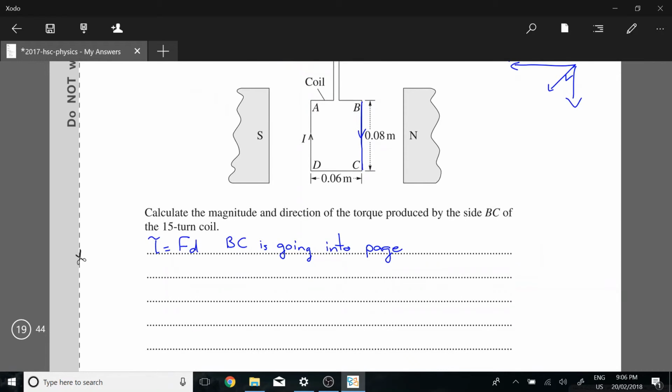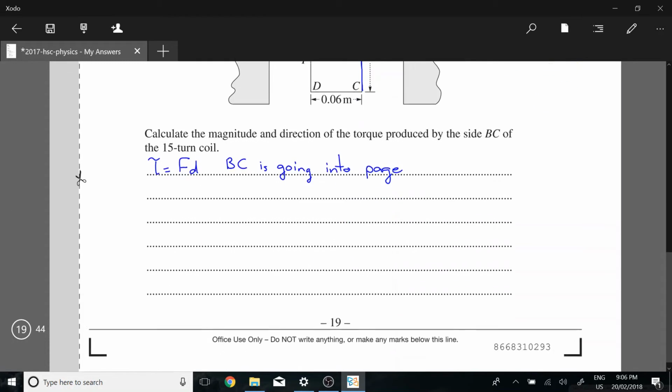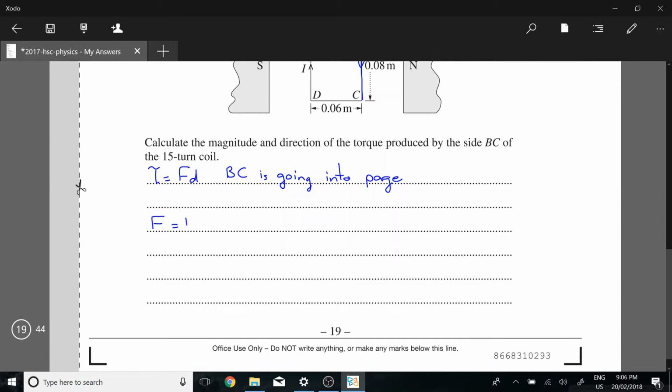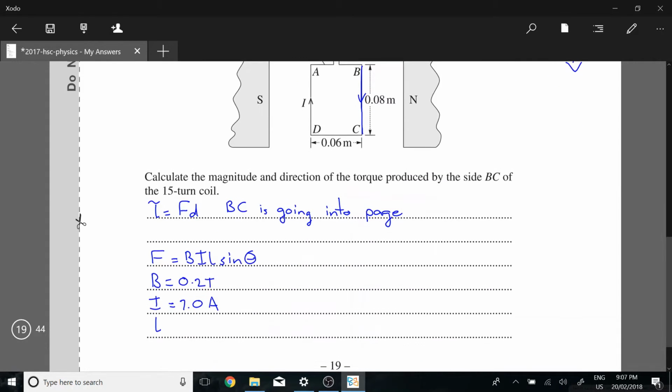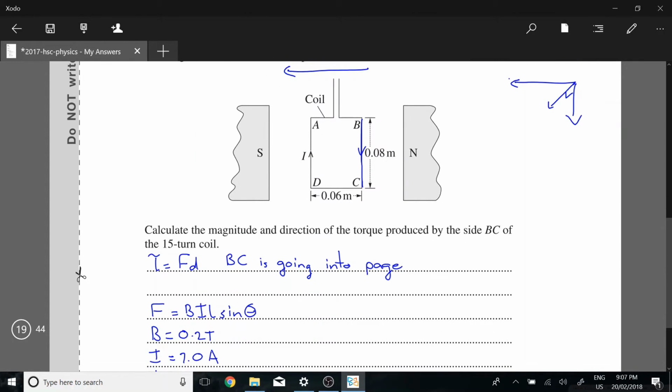Okay, let's calculate the force on the wire. Right now we've got a force on a wire carrying an electric current in a magnetic field, and the formula we use for that is F equals B I L sine theta. We're given the numbers. B equals 0.2 Tesla, I equals 7.0 amps, and L, which is the length of side BC, is 0.08 meters, and theta is the angle between the current and the magnetic field.